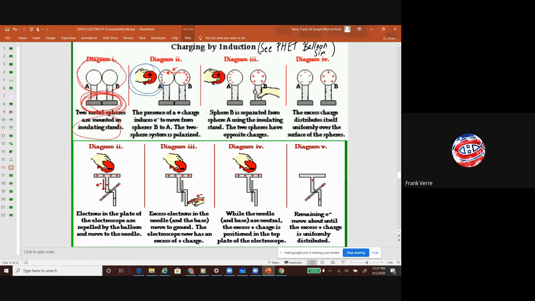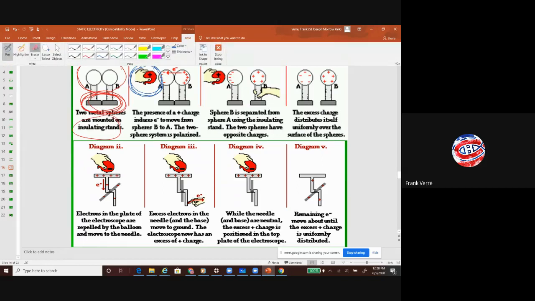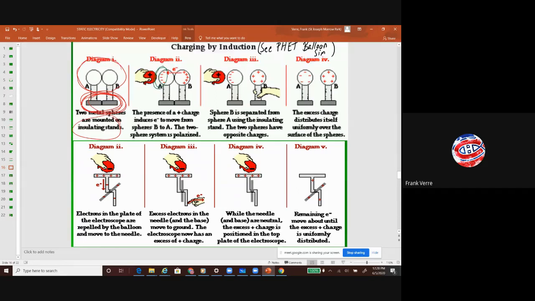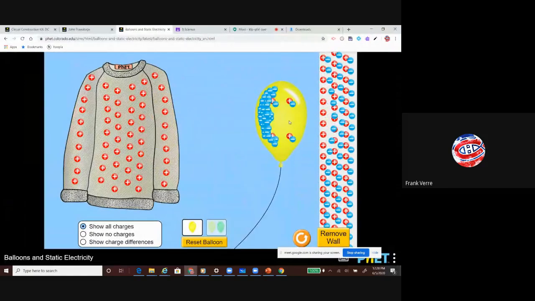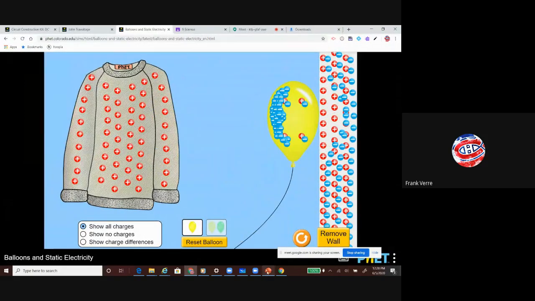Now, what happens is induction. The object's positively charged, so the electrons are going to move to the left because they're attracted to this positively charged object. So the left side, you can see over here, this is negative, which means this side will be positive because the electrons went to the left. Okay? This is induction. This is no different than what's happening here when I move that balloon towards the wall. It's the same thing. Okay?